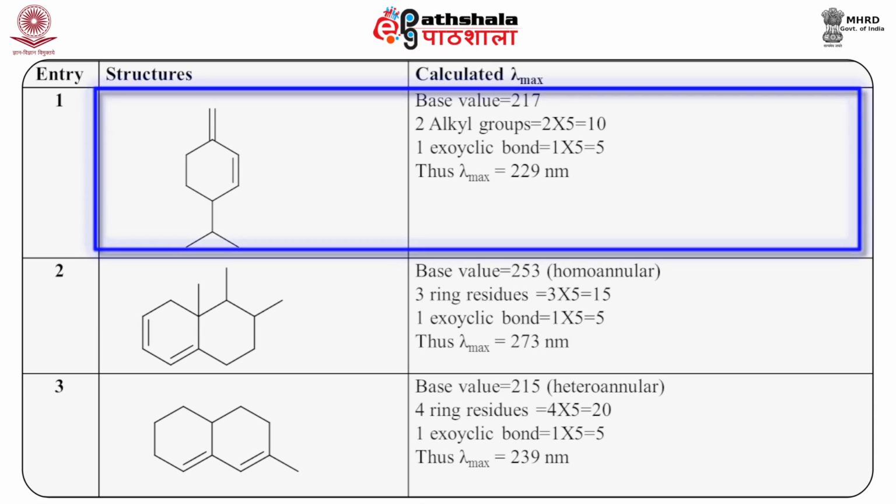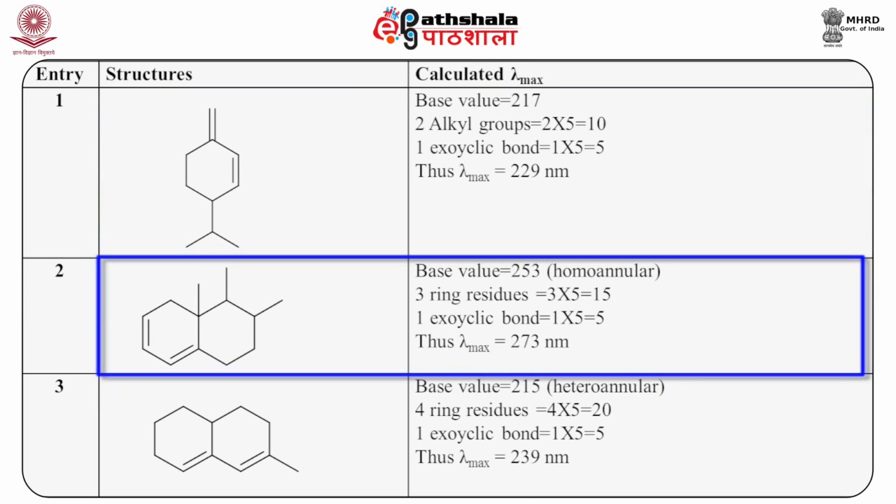Now, first we will look at entry number 1, which corresponds to a butadiene-like system. As you know, for a butadiene system, the base value is 217 nanometers, with 2 alkyl groups which give rise to a value of 10 nanometers, and 1 exocyclic double bond which gives rise to a value of 5 nanometer. Thus, the total lambda max will become 229 nanometers.